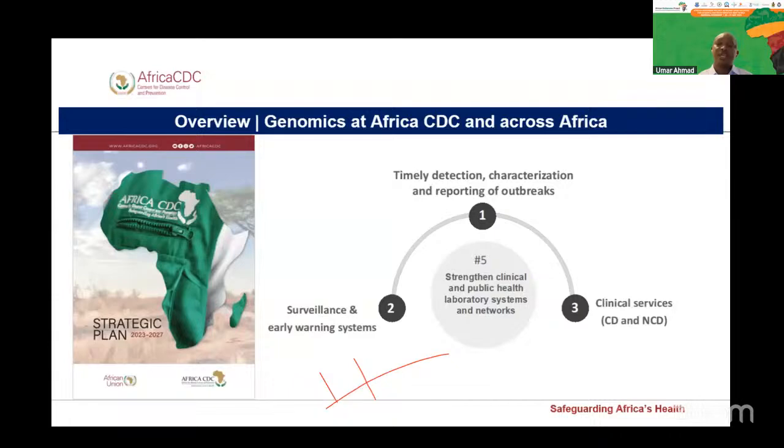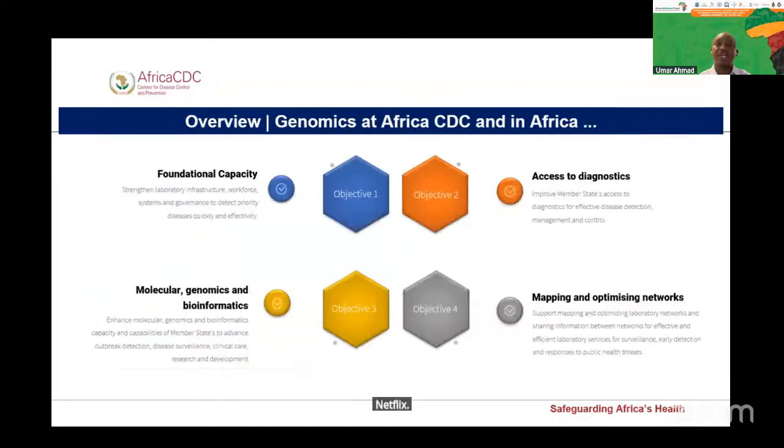So at Africa CDC, what is the genomic status, and what is the status across the African countries? It is based on the strategic plan that we have from 2023 to 2027. Africa CDC aims to develop surveillance systems and early warning systems through genomics applications to support early detection, characterizing pathogens, and reporting outbreaks as early as possible, and also to apply clinical services on infectious diseases and non-communicable diseases. The aim is to strengthen the clinical and public health laboratory systems and networks within the continent.